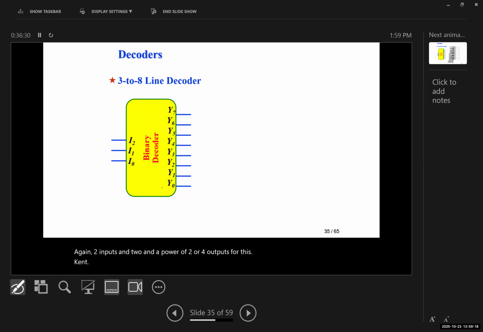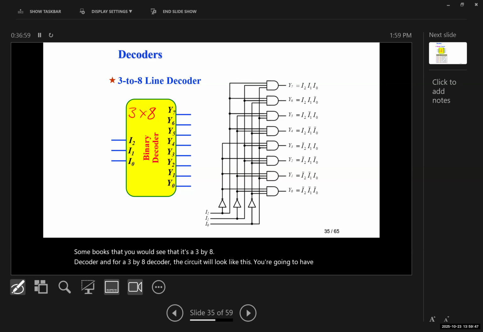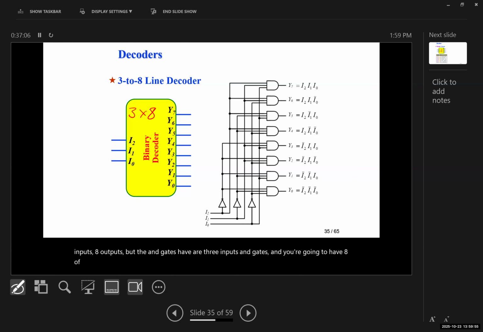Now, if we want to build a higher order decoder, for example, if we have 3 inputs, then we would have 2 to the power of 3, or 8, outputs. And we call it the 3 to 8 line decoder, or sometimes we show it like this, a 3 by 8. In some books you would see that it's a 3 by 8 decoder. And for a 3 by 8 decoder, the circuit will look like this. You're going to have, again, 3 inputs, 8 outputs, but the AND gates are 3 input AND gates, and you're going to have 8 of them, and you're going to have 3 NOTs as well.